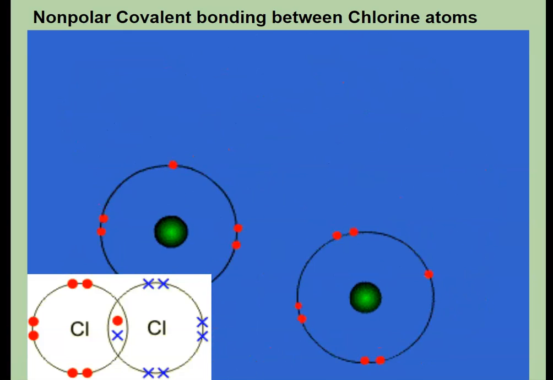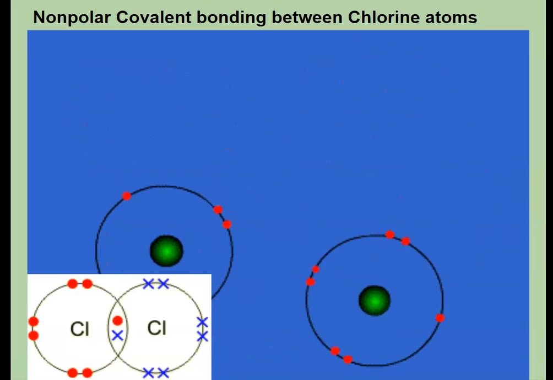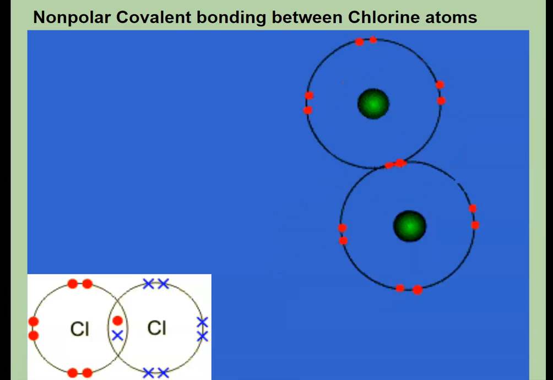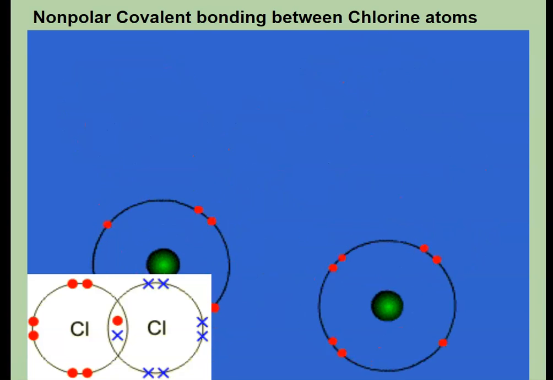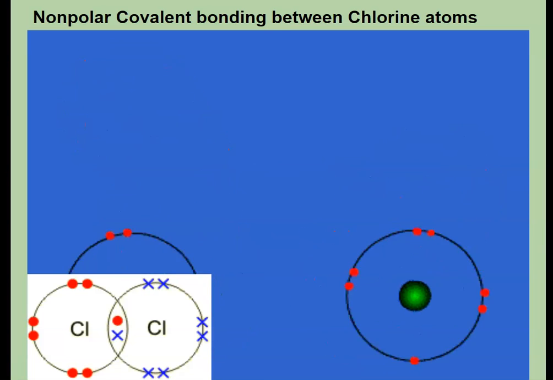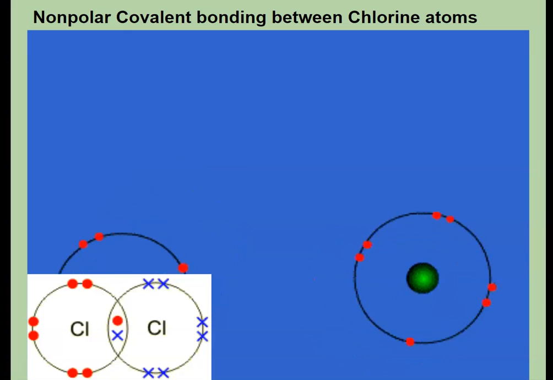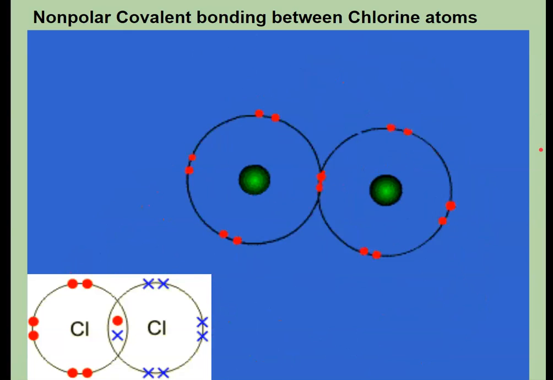These two chlorine atoms have 7 valence electrons each, but when they come together, they end up sharing that pair of electrons, and now both elements have a full valence shell. They have a full octet of 8 valence electrons when they stay together shared, and they're going to be most stable that way because they have a full outer shell.